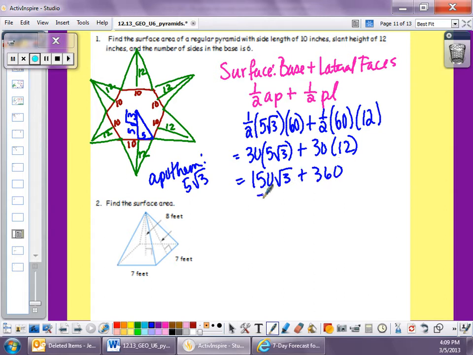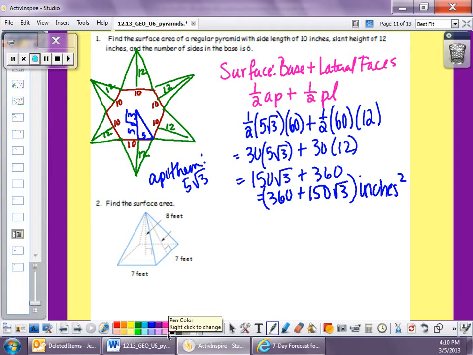I prefer that this notation go as 360 plus 150 the square root of 3. And I'm going to put it in parentheses, and it's going to be inches squared because I'm doing surface area. The reason I put it in parentheses is because you want to know that this inches squared goes to the whole thing. As a quick side note, you could have also done this as 6 times 1/2 times 10 times 12, if you chose to do each lateral face by itself.